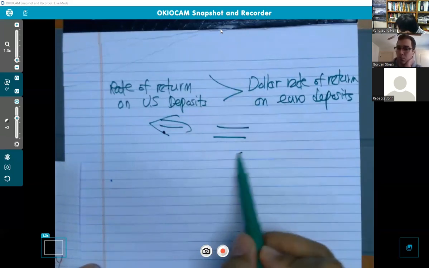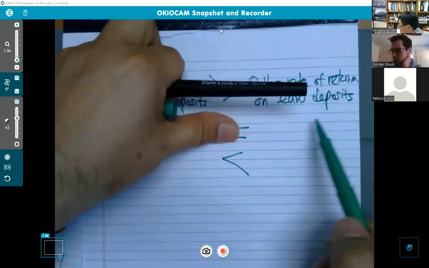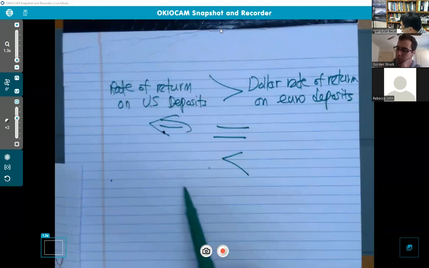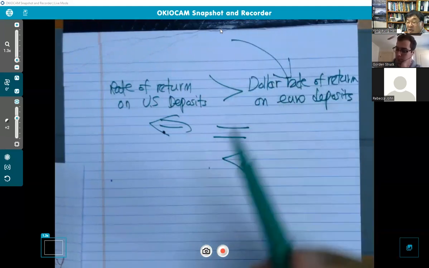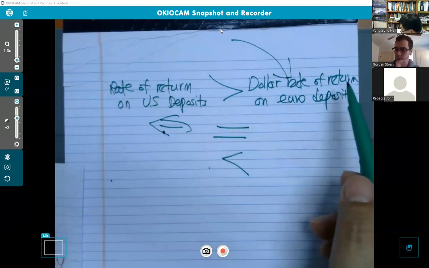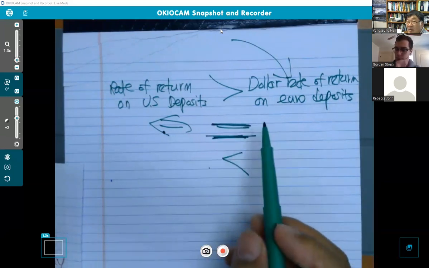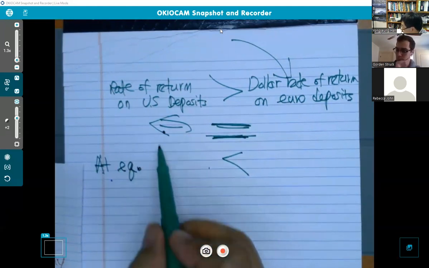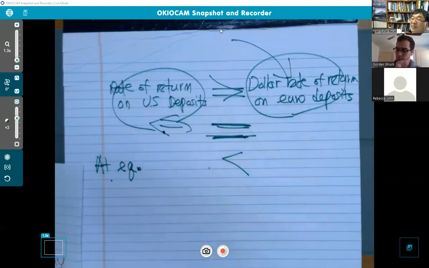If this happens, let's say the dollar rate of return on euro deposit is higher, then money flows to this. They try to buy the euros, right? Then the value of the euro increases, so the exchange rate changes, and eventually gets to this. So at equilibrium, we can see that this and this are the same.